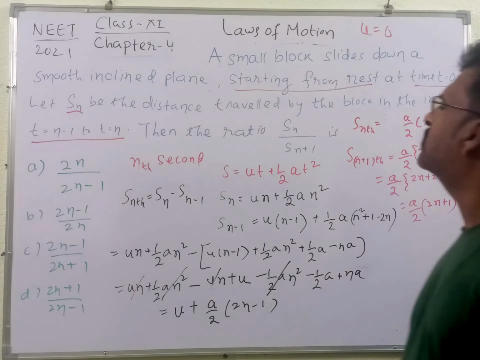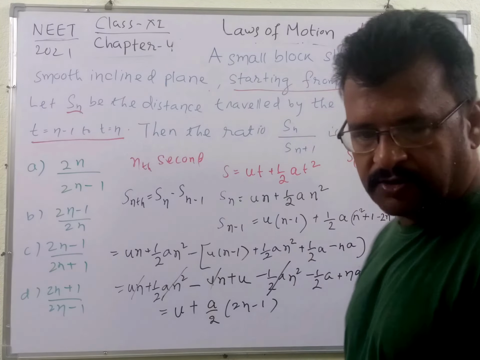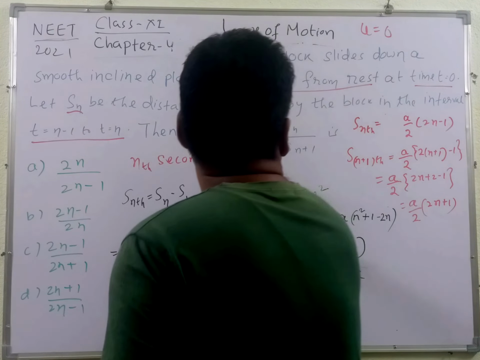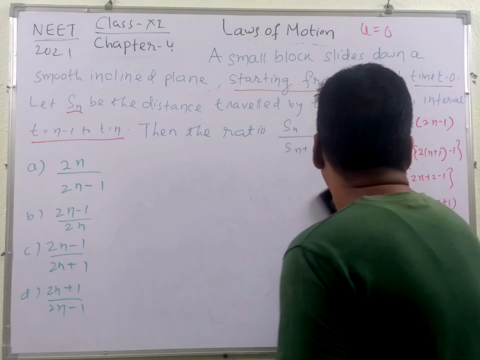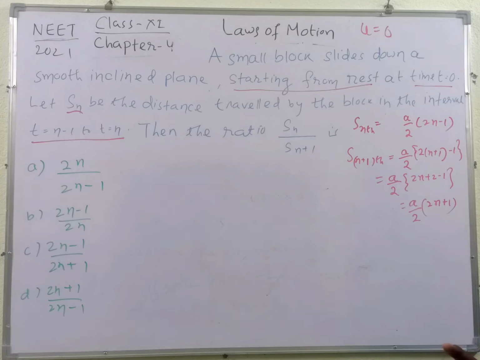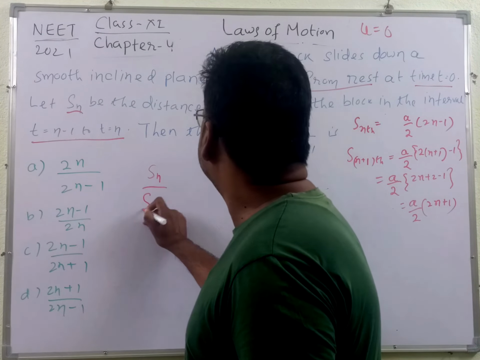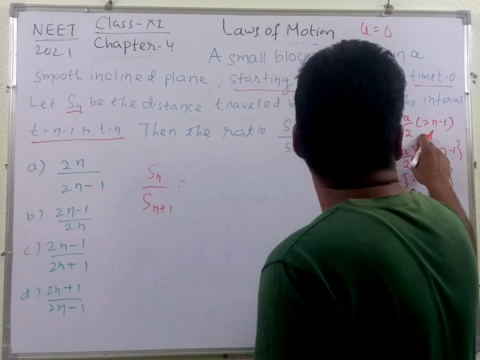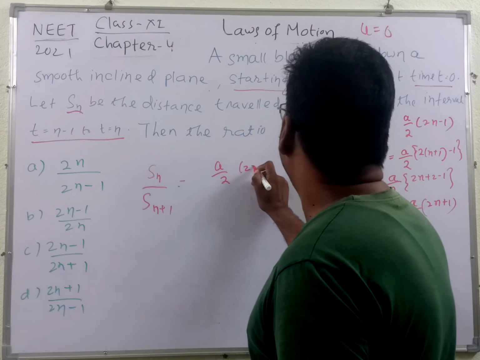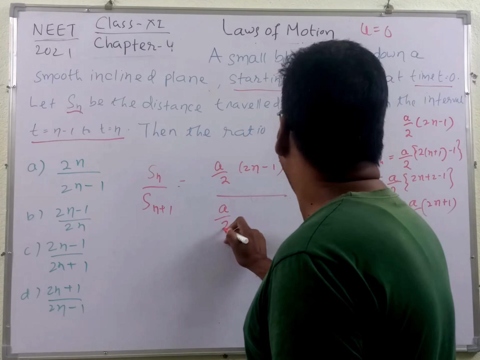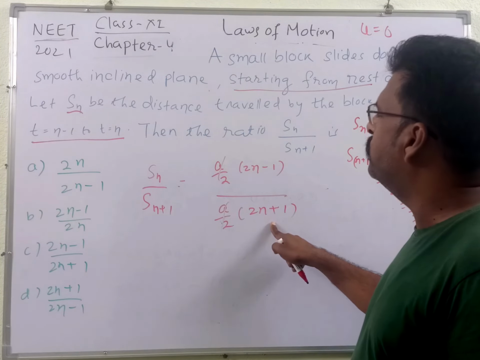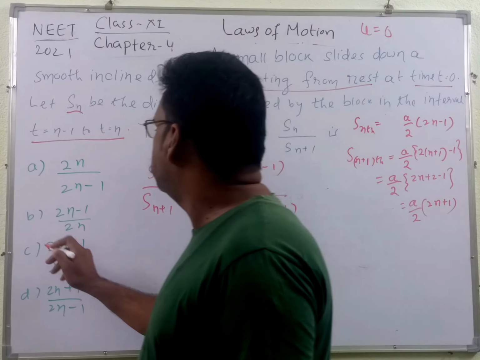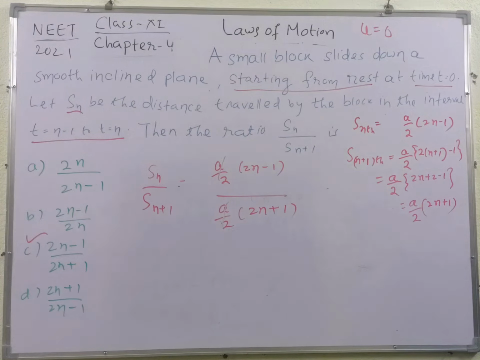Okay, student, and it is asking the ratio of Sn by Sn plus 1. So, what will be Sn by Sn plus 1? You see, student, Sn is given here. We have found out what is Sn. This is Sn. And Sn plus 1 is this much. So Sn by Sn plus 1 will be equal to a by 2 into 2n minus 1 by a by 2 into 2n plus 1. So this a by 2 cancels. This will be 2n minus 1 by 2n plus 1, which is given in option C. So option C will be correct, students, for this question.